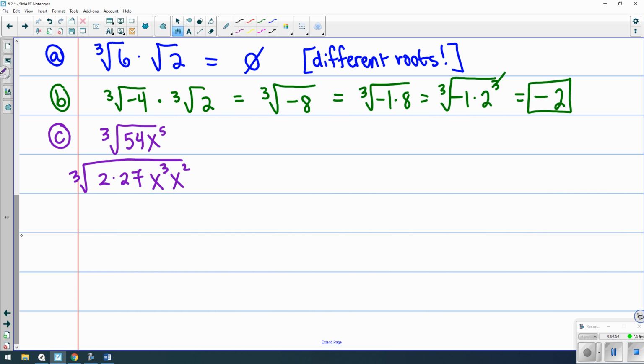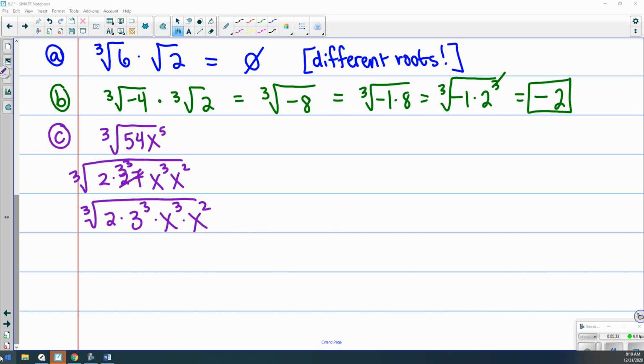I busted up the x to the fifth. And I did that intentionally to suit my needs. I want something with a third power. Everything that's left is just stuck underneath this radical symbol. And then 27 I know to be 3 to the third. So maybe you want to erase 27 and write in 3 to the third, or rewrite this problem as 2 times 3 to the third times x to the third times x squared. So 27 is 3 to the third. By the end of the month, you're going to know that 27 is 3 to the third like the back of your hand.